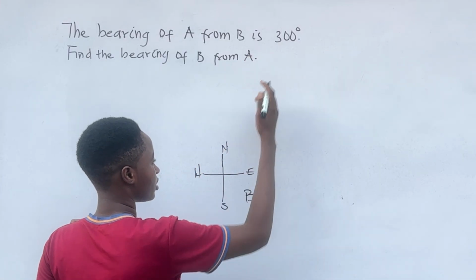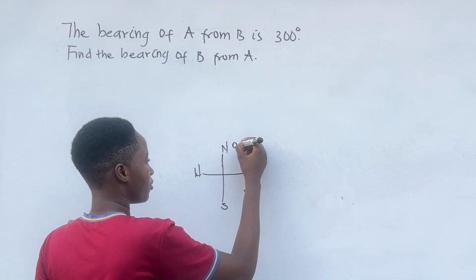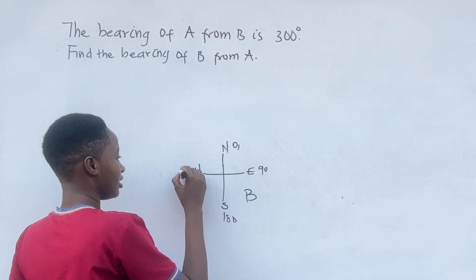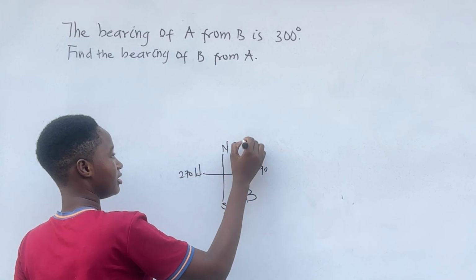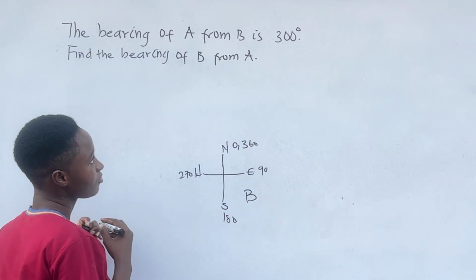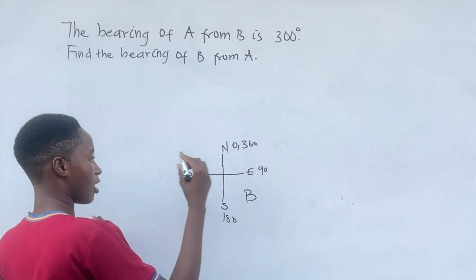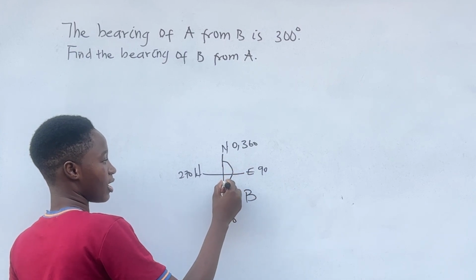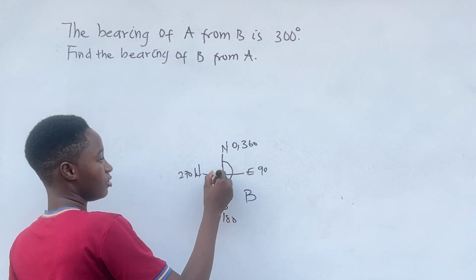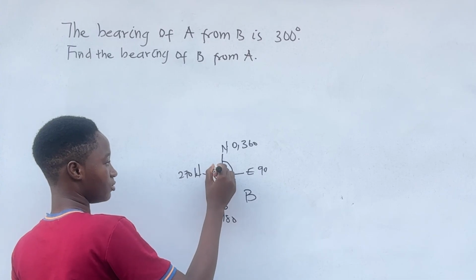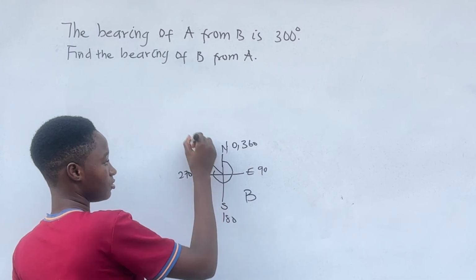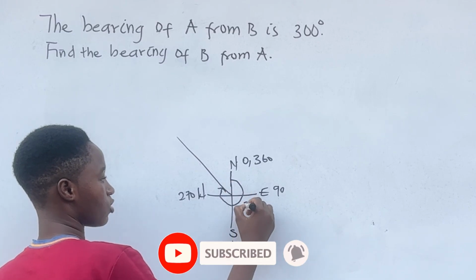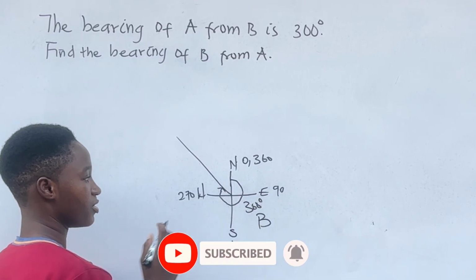So we are going 300 degrees. And we know that here is 0, here is 90, here is 180, here is 270, and this is 360. So 300, we are going to go. This is 90, this is 180, this is 270. So 300 is going to be around here. So this is going to be 300 degrees.